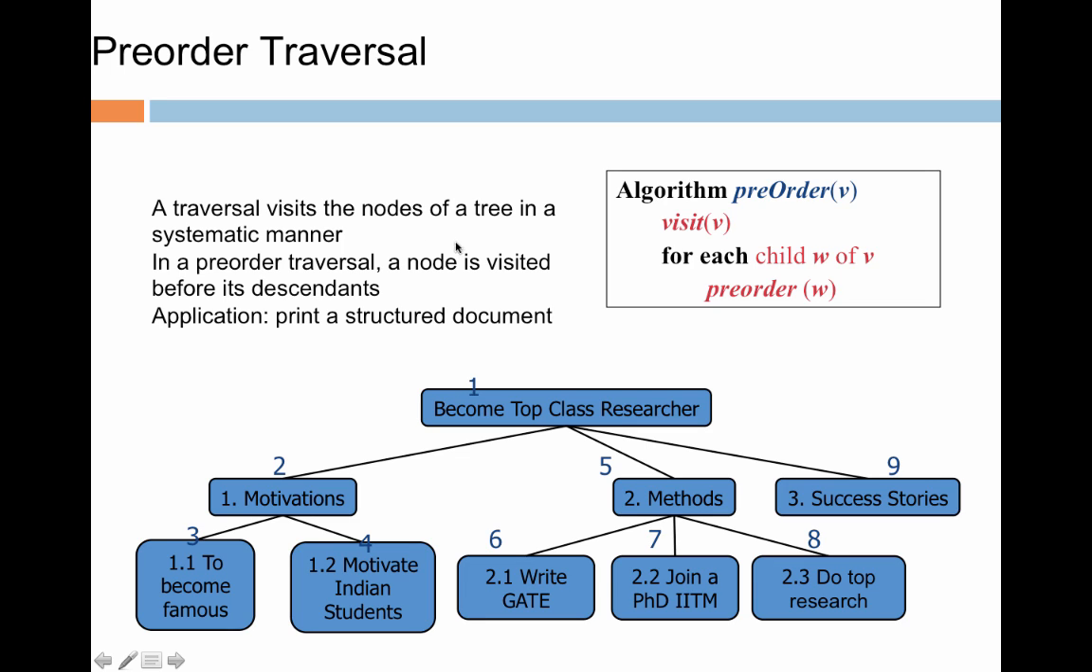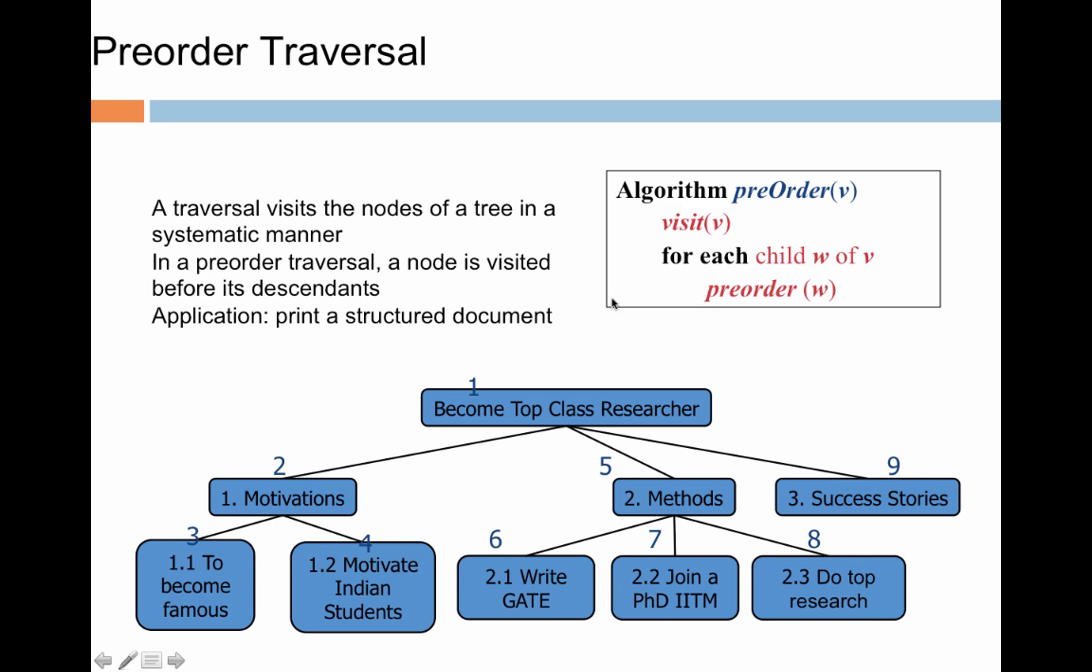There are multiple purposes of pre-order traversal. What you can do is print the whole directory structure on your computer using a pre-order traversal of the whole directory structure. So let us look at this tree.